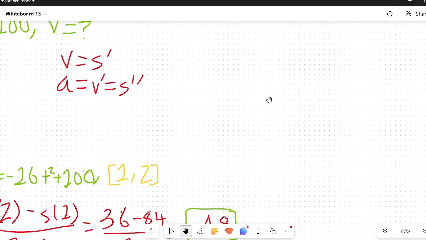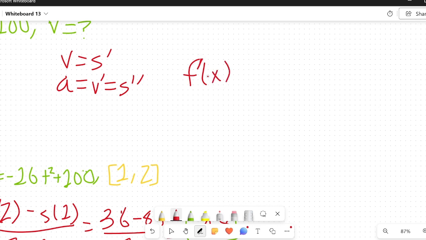I've already teased this earlier when we talked about the second derivative. Essentially, if we have f prime of x, we know that this is the derivative of f of x.